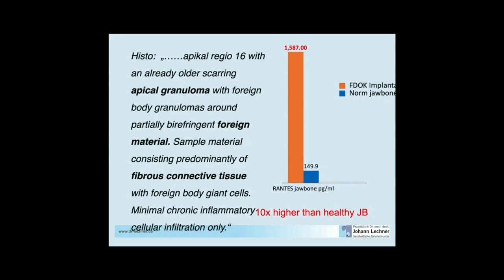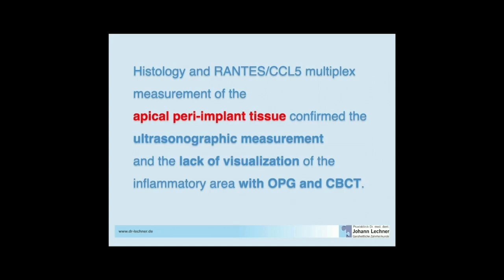And what is the outcome? The outcome is 1,587 picograms. So we have about a tenfold higher RANTES expression apically at this wonderful osseointegrated ceramic implant. So histology and RANTES multiplex measurement of this apical peri-implant tissue confirm our ultrasonography measurement. And it confirms, on the other side, the lack of visualization of the inflammatory area with OPG and CBCT.